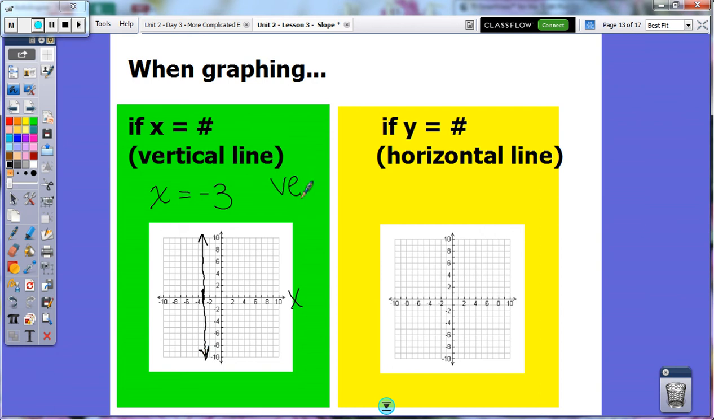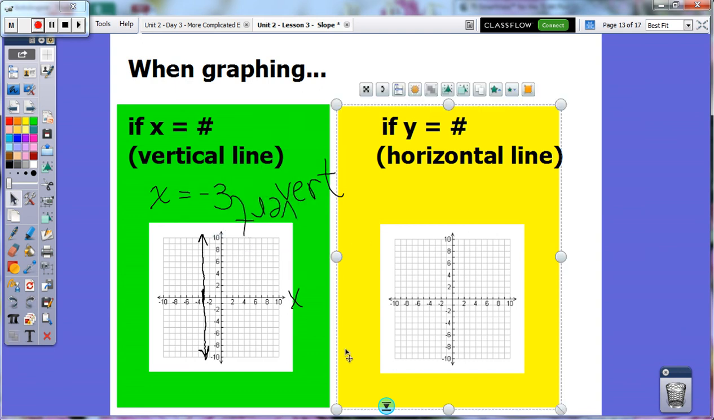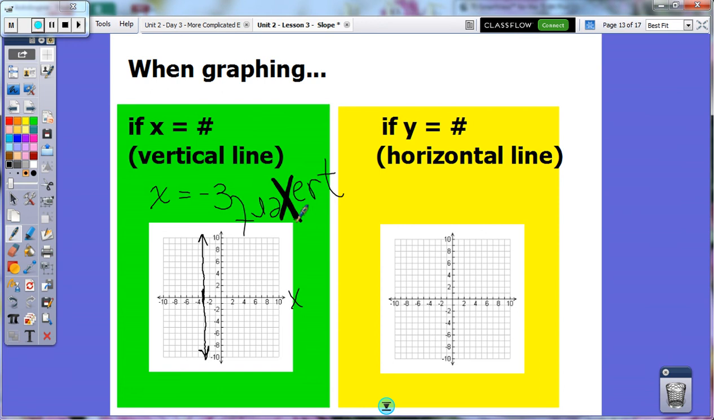Now, I remember that because if I see the word vertical, guys, if I were to write a V and copy it, and now I'm going to twist it and move it, do you see how the two V's actually make an X? Now that may not work for you, but that's how I remember that if it's x equals, it's a vertical line.